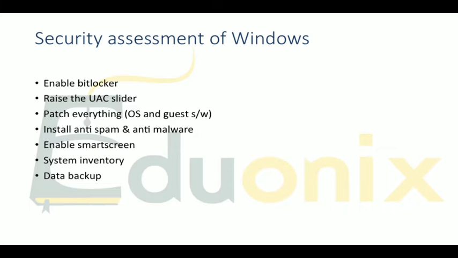Patch everything, not just the main operating system, but all the guest software as well. Just because the OS is patched doesn't mean that there's going to be no holes in your Office applications or that kind of thing. It's a good idea to install some anti-spam and anti-malware applications. SmartScreen is fantastic, great especially if you have kids. System inventory, and do a major data backup as well. Let's have a look at some of these things.